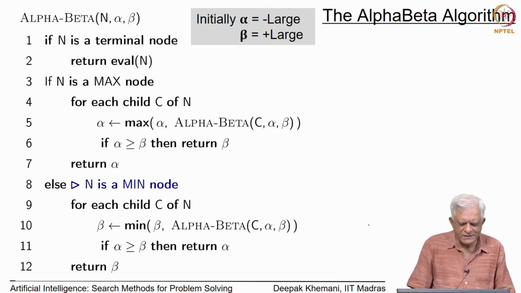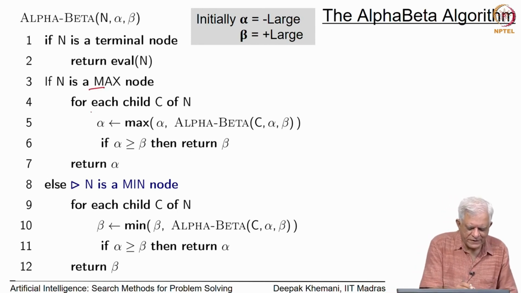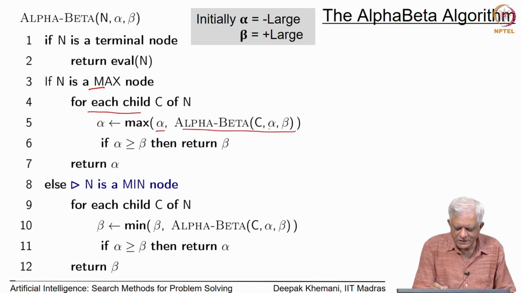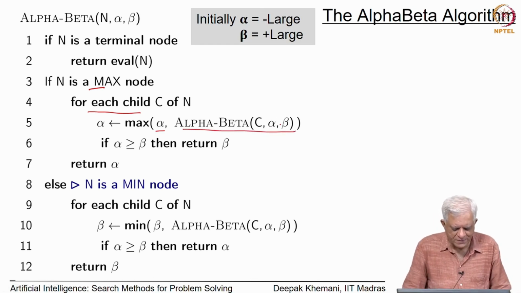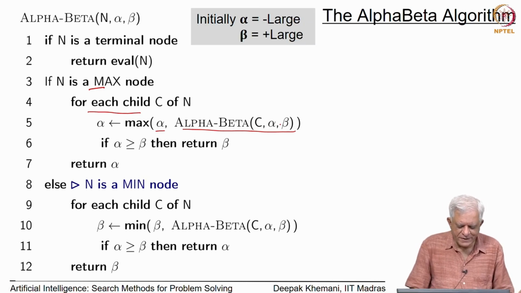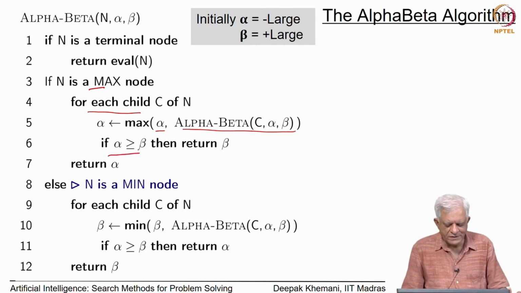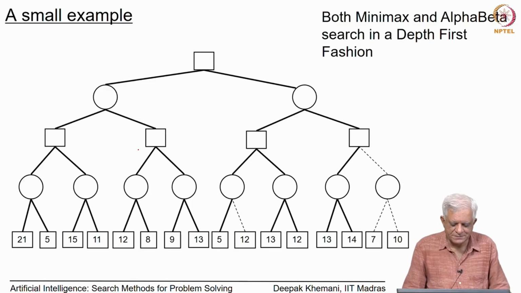And we had seen through this process that in this recursive version of the algorithm, for max nodes, for each child we take the maximum of alpha, which is the bound that it has got from above, and the recursive call value for the child, which is alpha beta of c, alpha, beta, and keep choosing the maximum as long as alpha remains smaller than beta. The moment alpha becomes greater than beta, we do a cutoff and return the value beta, and similarly for min nodes. So, we had seen this in the last class.